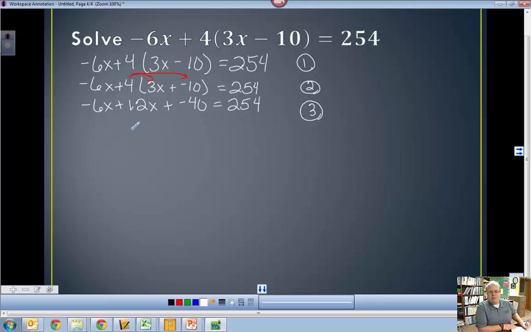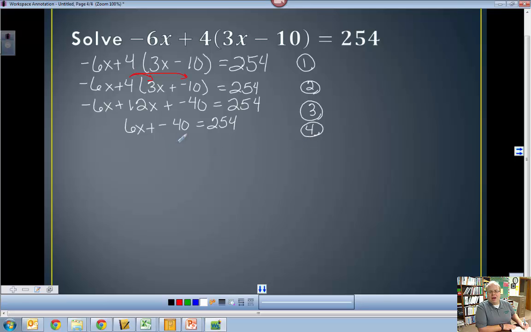So now I'm going to combine my like terms. Well, I have an x and I have an x, so I can combine those, right? And I don't have to change the order because I have my variables listed first. So negative 6 plus 12 is going to be 6x plus a negative 40 equals 254. So that was step 4, I combine my like terms.